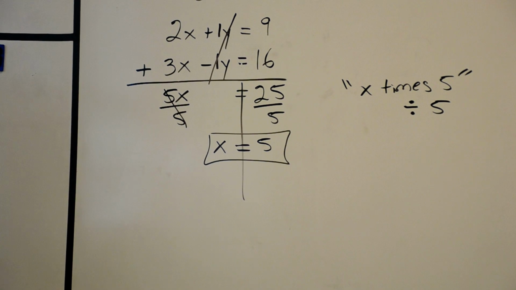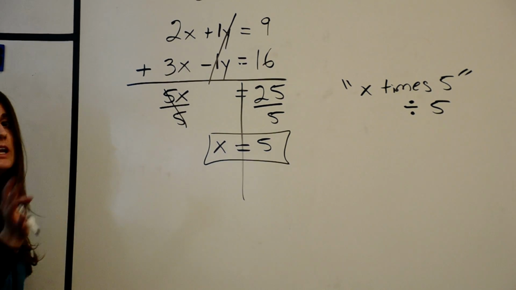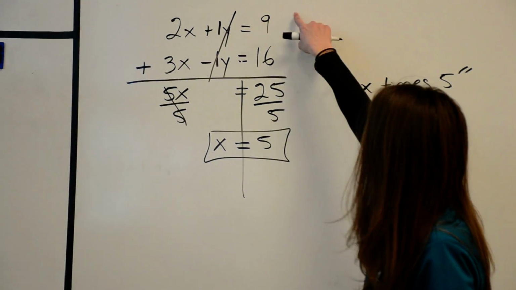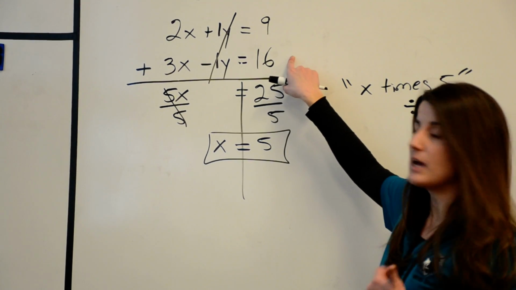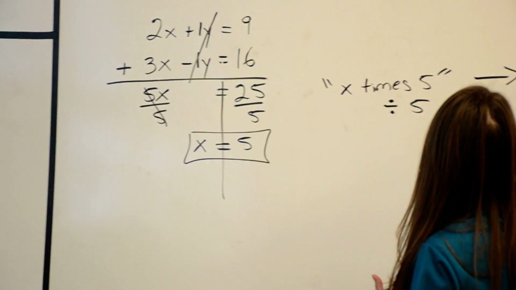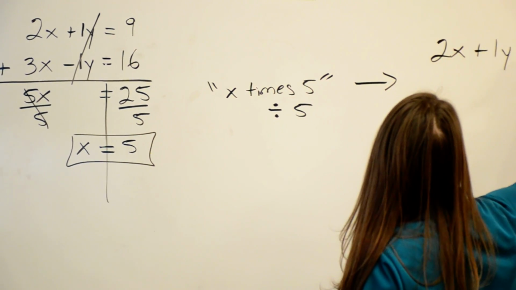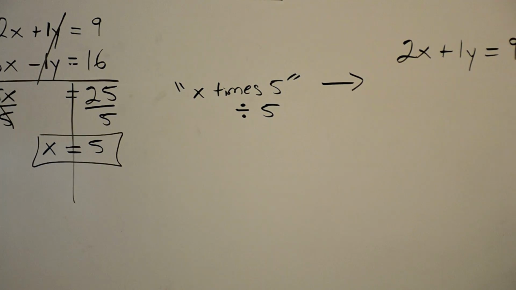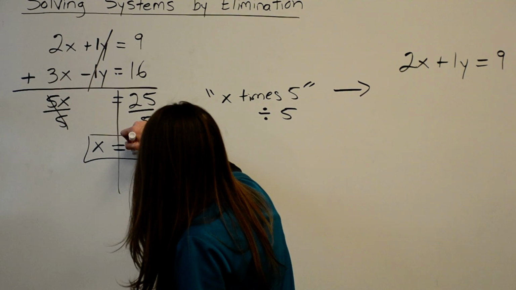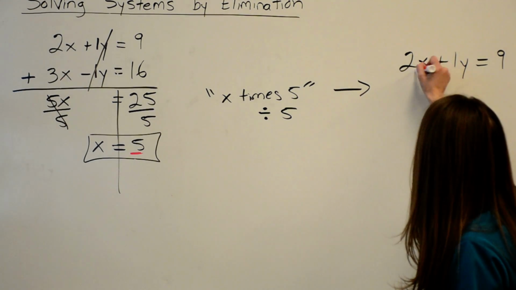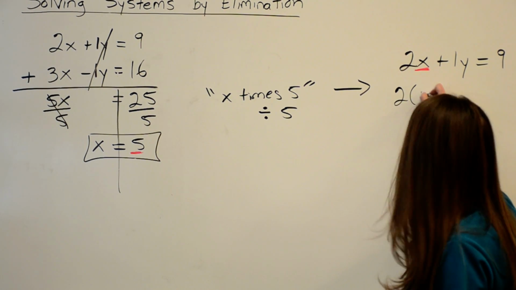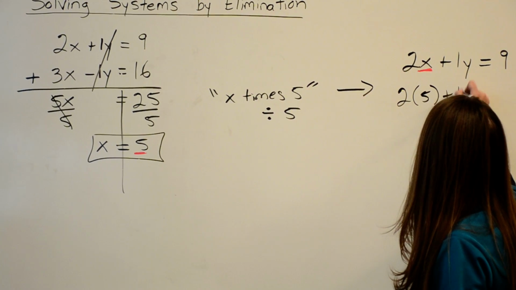However, if you remember the system, the solution to a system is a point, so you need an x-coordinate and a y-coordinate. So now, just like we did in substitution, we're going to substitute into either of the original equations. It doesn't matter which one. I will just use the top one for now. So I have 2x plus 1y equals 9. And then my x from here, x equals 5, I can replace this and put it in for x here. So then I get 2 parentheses 5 plus 1y equals 9.